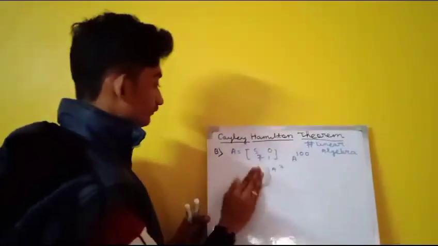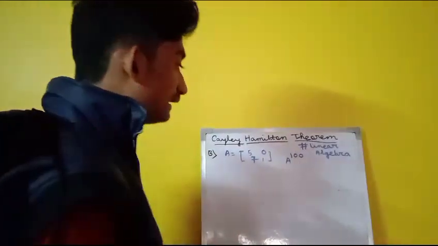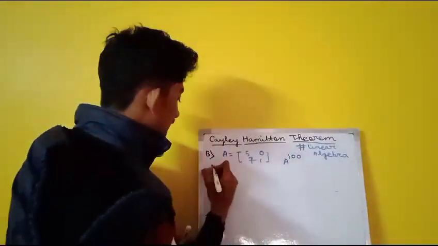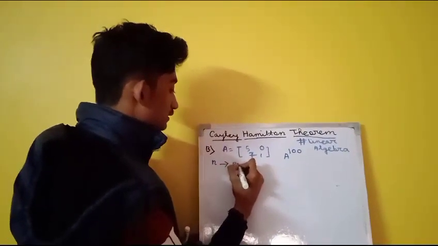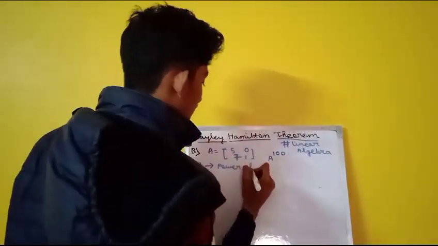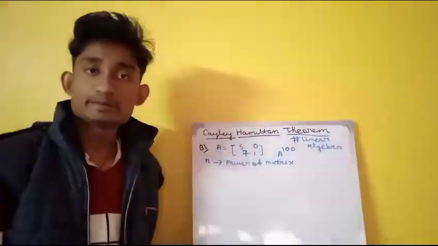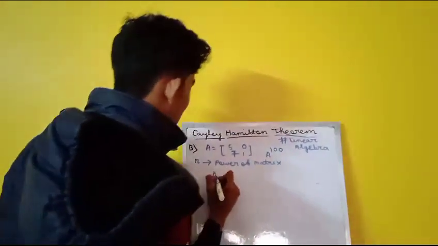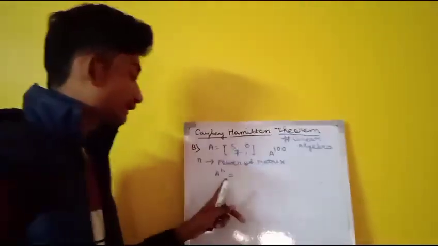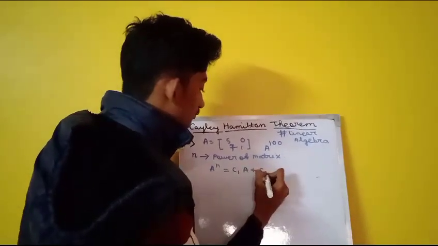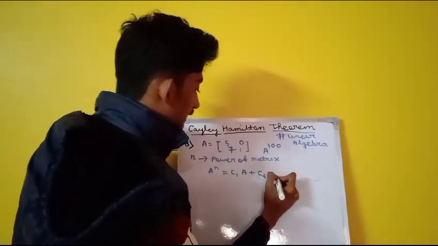So you can write A raised to power n. Let's generalize, n is the power of the matrix that is to be determined. So A raised to power n can be written as c1 into A plus c2 into I.